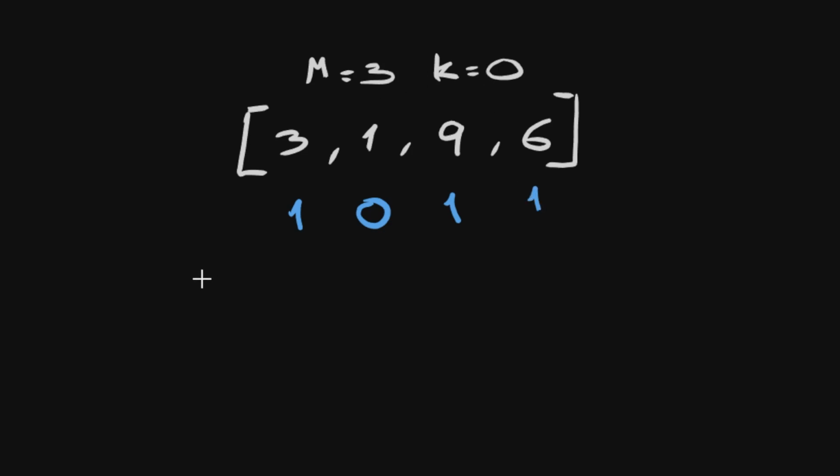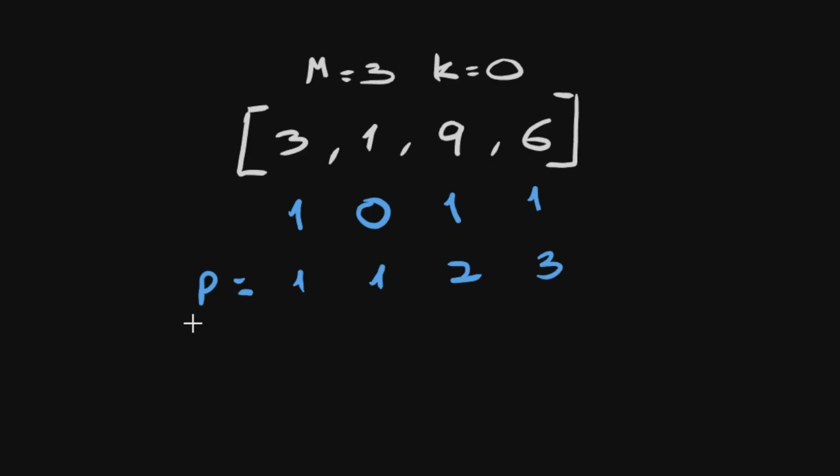Next, we want to get the prefix sum of these counts. So we will start with a 1, and next 1 plus 0 is 1, next 1 plus 1 is 2, next 2 plus 1 is 3.